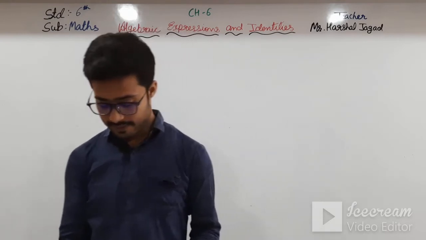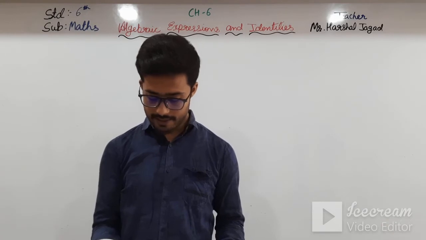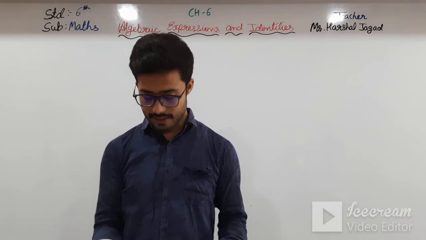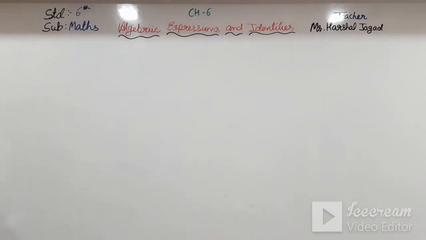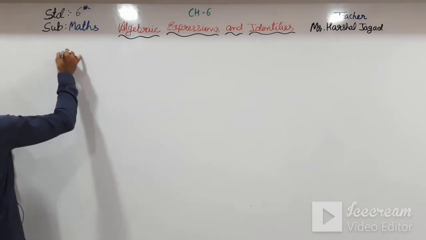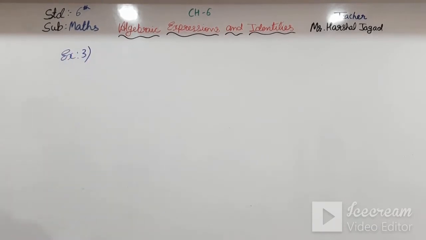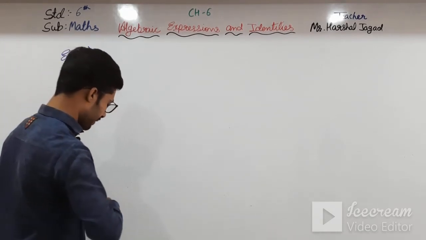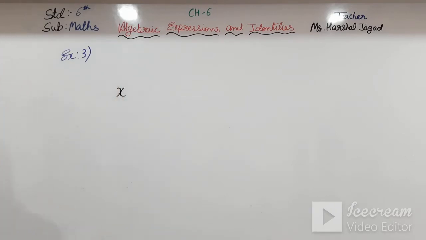See here, an example is given, example number 3. I think of a number x, add 5 to it and divide the result by 3. Write the statement as an algebraic expression. In that, they tell us to think of a number x. We have to just think of a number x. See here, this is a number x. Okay students, this is x.